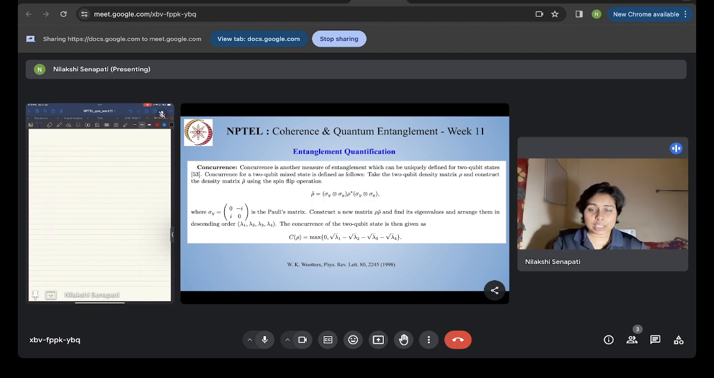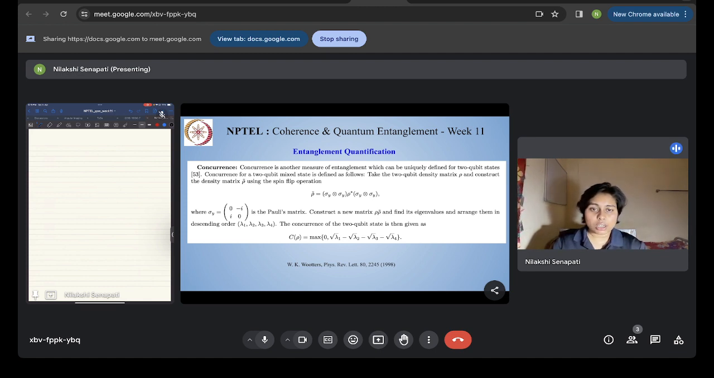So concurrence for a 2-qubit mixed state is defined as follows. Take the 2-qubit density matrix rho and construct the matrix rho tilde using the spin flip operation, which is like this, where sigma_y is the Pauli Y matrix and this cross is the tensor product. Construct a new matrix rho cap and find its eigenvalues and arrange them in descending order.